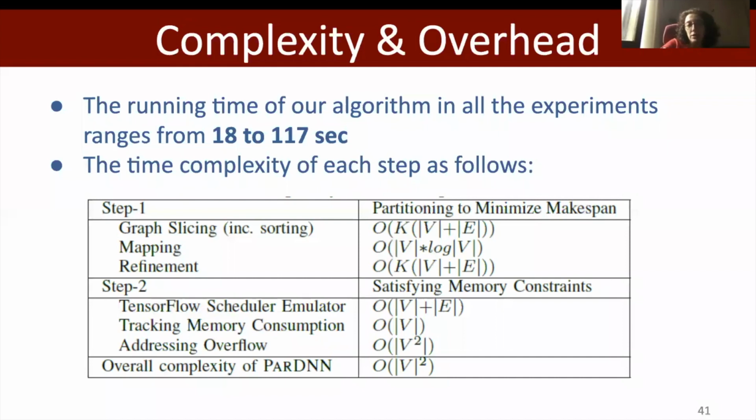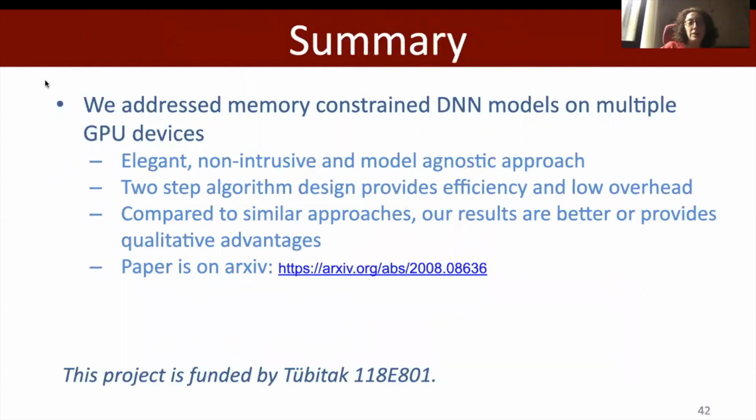So in terms of our overheads, in this table, I'm showing the step 1 and step 2 algorithm time complexities. But in practice, for the very large models, our partitioning time takes only 18 seconds to 2 minutes almost. So this is very fast compared to the training time. In fact, there is a related work from Google, and their partitioning takes 16 hours or so to give a solution. So compared to those approaches, ours is quite fast, and the overhead it introduces is negligible, I would say.